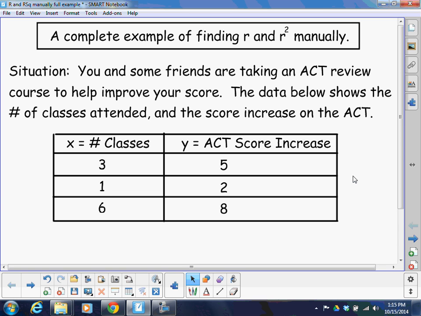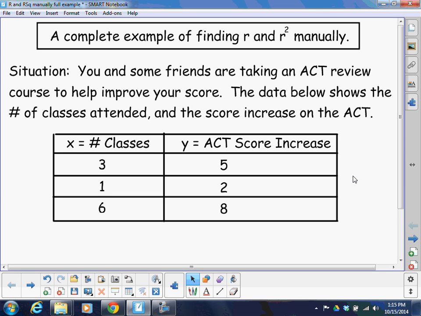Here's some data. Let's just say you and some friends are taking an ACT review course, and you kept data on 3 people: how many classes they attended, and then the score increase on the ACT. So there's the data. Person 1 attended 3 classes, and their score went up 5 points, and so on.